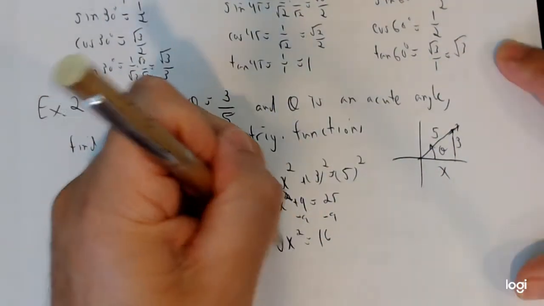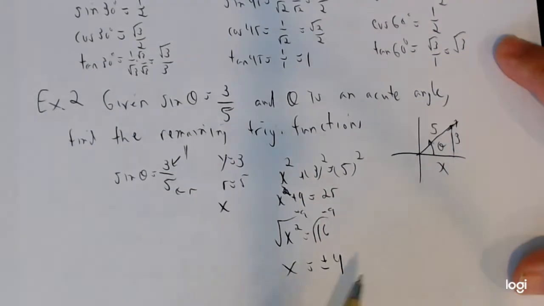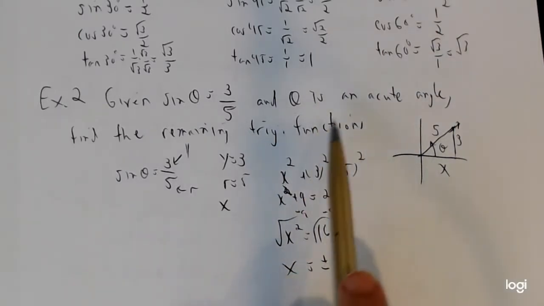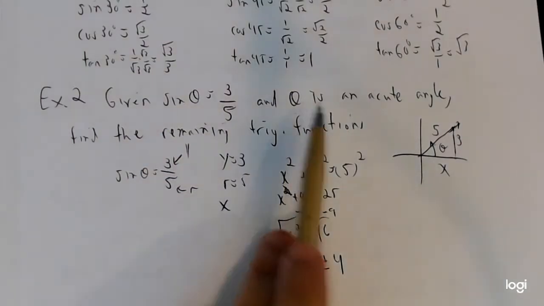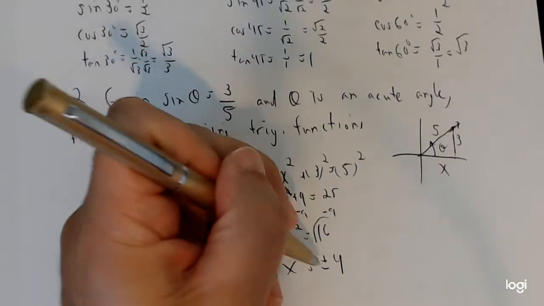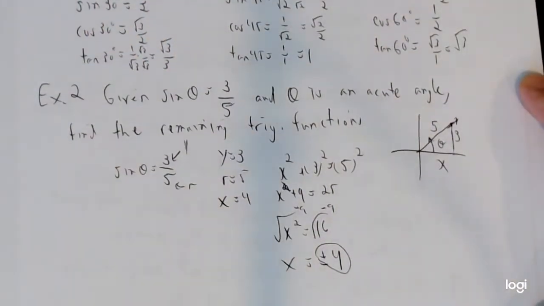And when I solve for x and take the square root, I get x equals plus or minus 4. Now see, here's the problem. Do I take the positive 4 or the negative 4? And that's where this information, where theta is an acute angle, comes in handy. If it's acute, what does that mean? I'm moving to the right, so x has to be positive 4. So x is going to be positive 4. We don't take the negative.